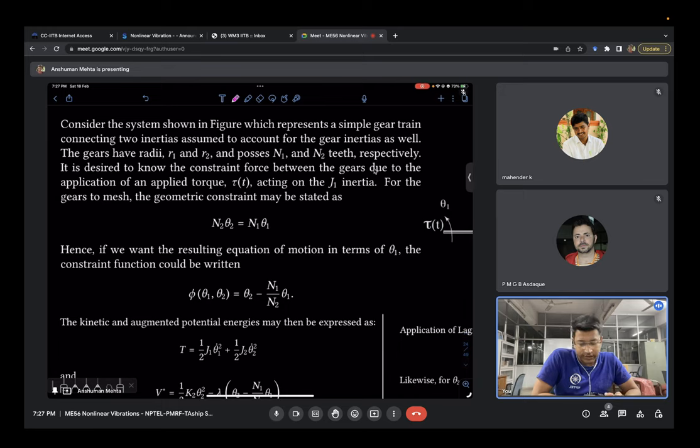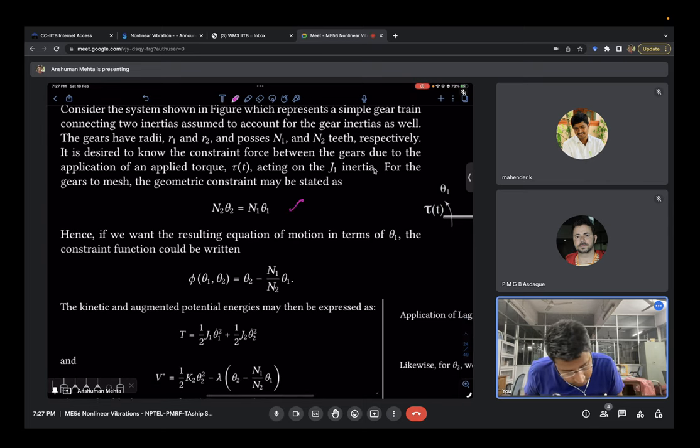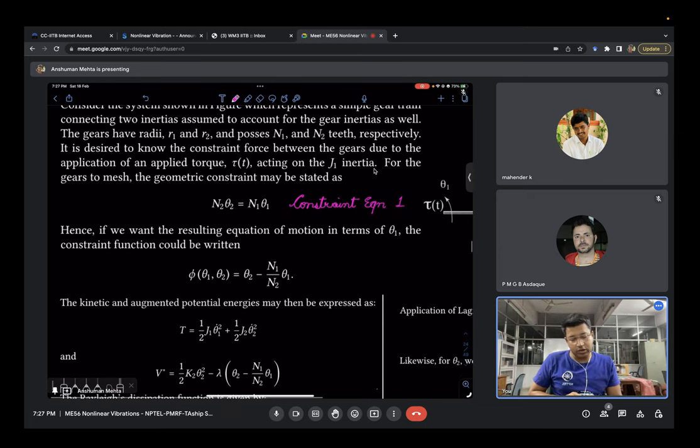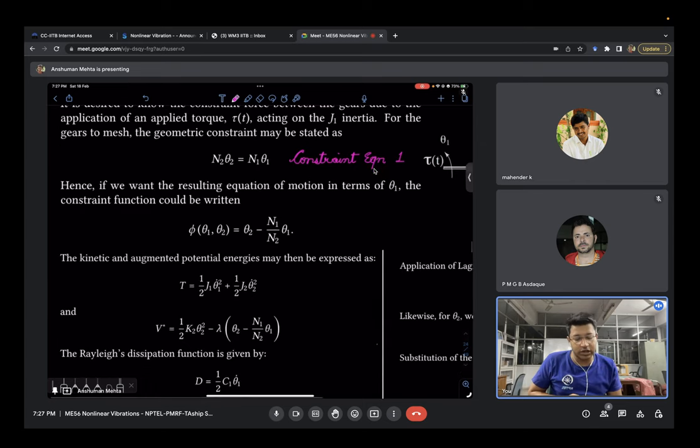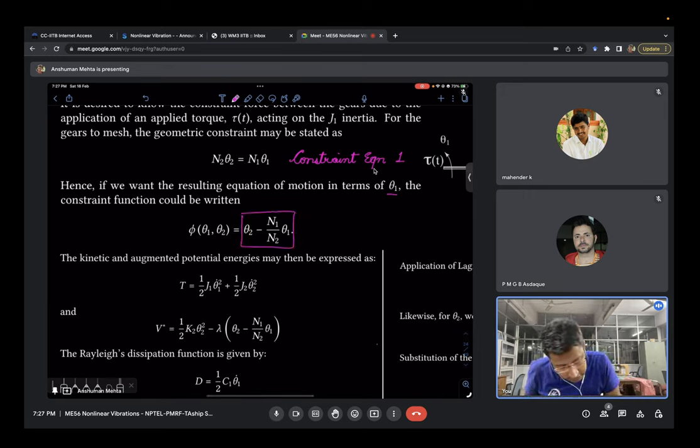For the gears to mesh, the geometric constraint may be stated as so. This is given, this is the first constraint equation. So this is the gear constraint. Hence we want the resulting equation of motion in terms of theta 1 only. The constraint function would be written as, so this is our constraint function, the constraint equation.